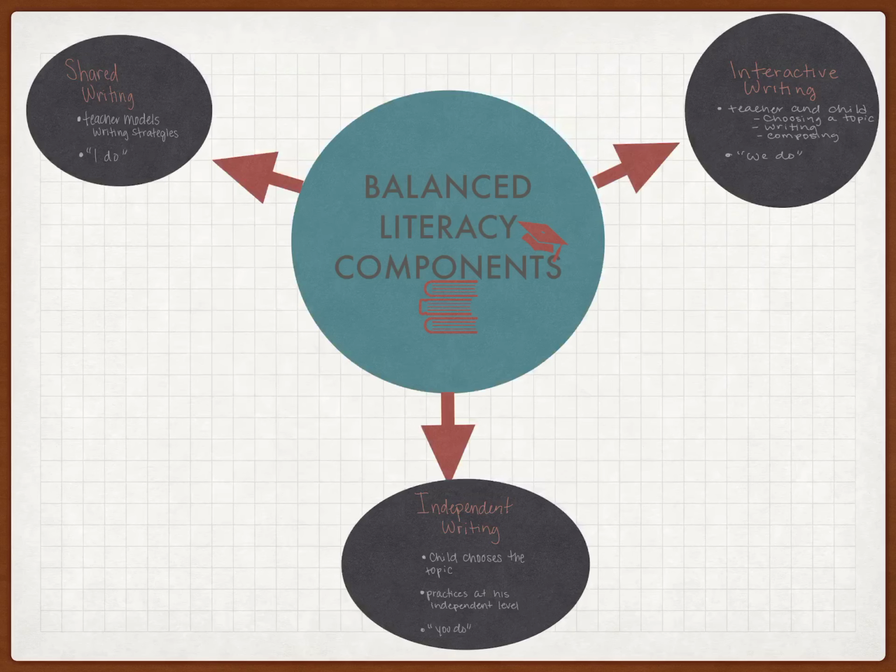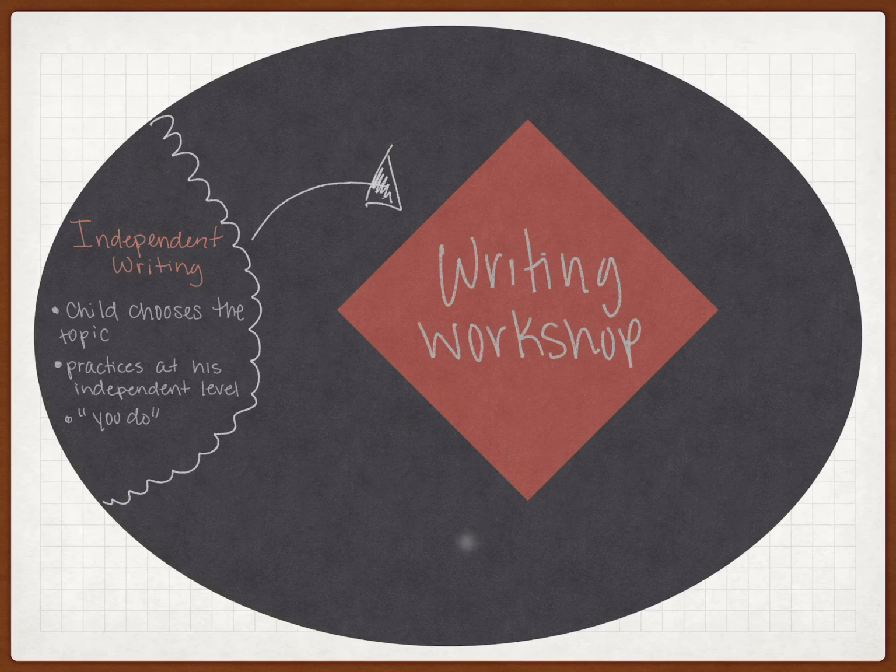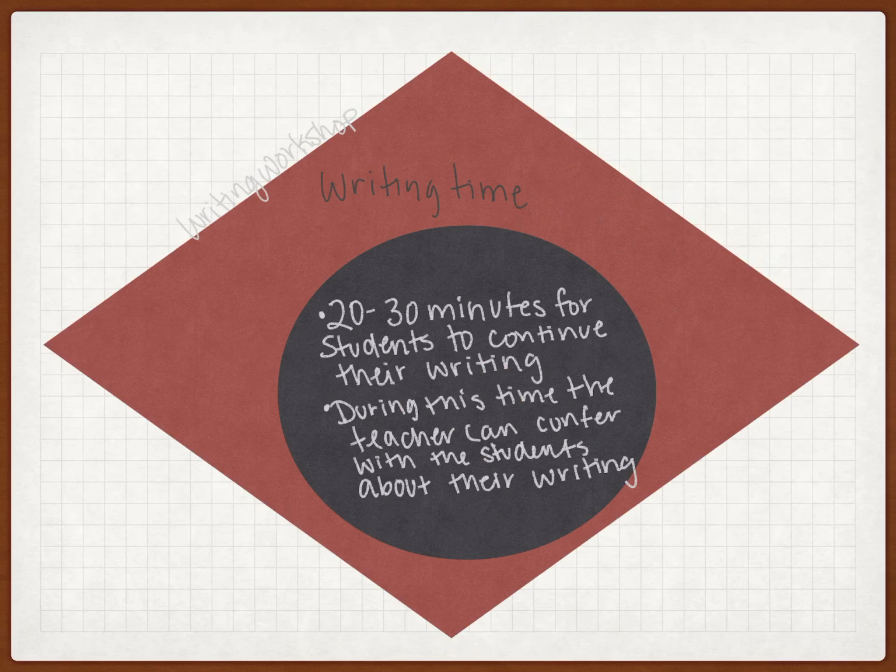Next, we have independent writing. And so independent writing, the child chooses their own topic and they write in their own writing level. And so this would be essentially the you do. And I connected this with writing time in the writing workshop. And so writing time is 20 to 30 minutes for the students to continue their writing.